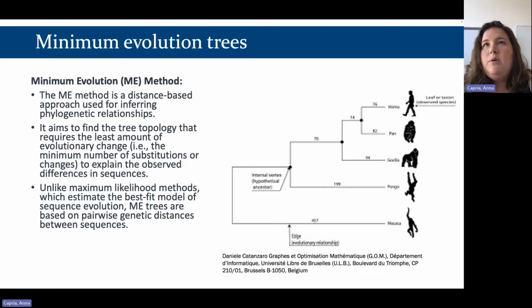The minimum evolution method is a distance-based approach used for inferring phylogenetic relationships. It aims to find the tree that requires the least amount of evolutionary change, so the minimum number of substitutions or changes to explain the observed differences in sequences. There is no best fit model of sequence evolution, and these are based on pairwise genetic distances. So that is what FastTree uses.